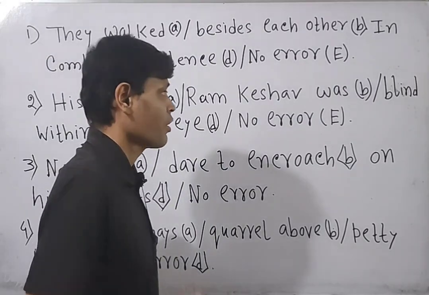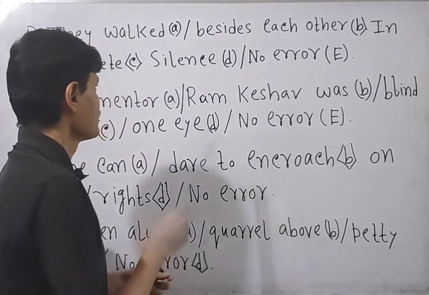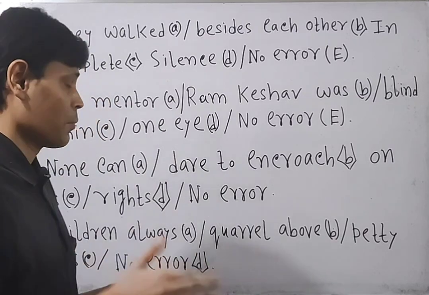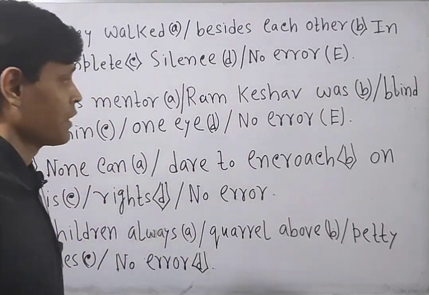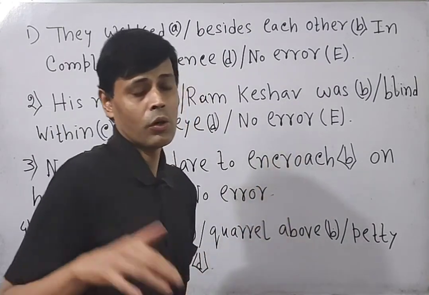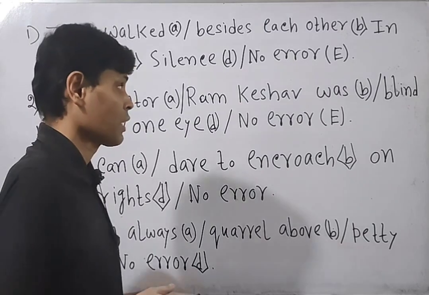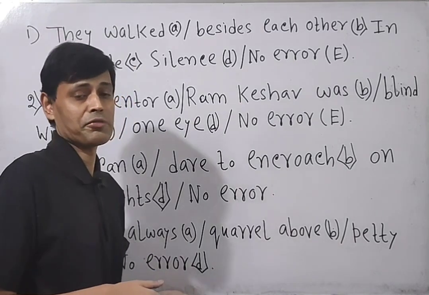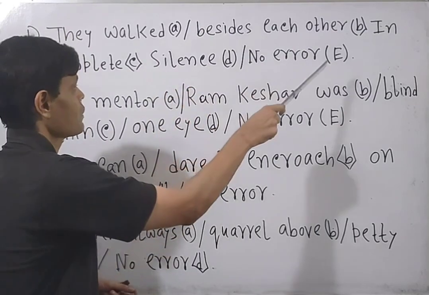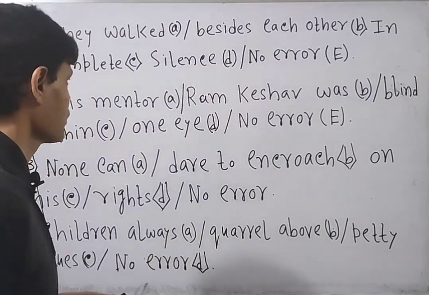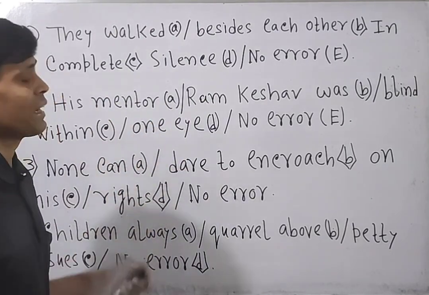Now if we go further, in complete silence, there is no mistake here. Silence is a noun. Before that we have used complete as an adjective, and here in should be there on a three-dimensional basis, although the dimension is basically based on the abstract scale. So this part does not contain any error. In complete silence, even this part does not contain any errors.